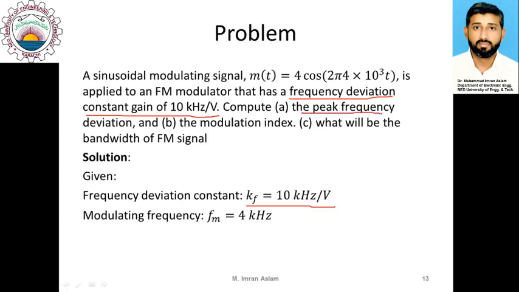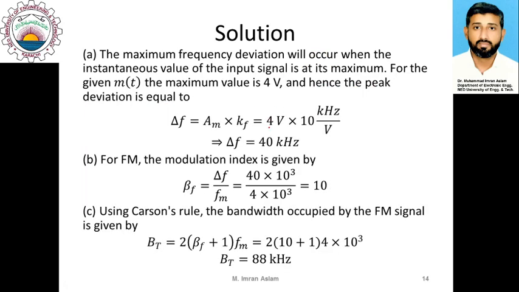So what is the peak frequency deviation? You can see that the peak frequency deviation would be related to the peak modulating signal amplitude, which is given as 4 here. So the peak frequency deviation is 4 volt multiplied by this frequency deviation constant, 10 kilohertz. So the maximum frequency deviation that we will observe in our modulated signal would be 40 kilohertz.